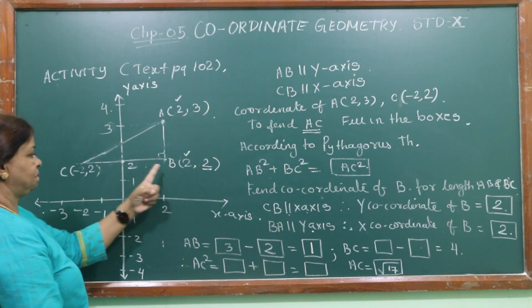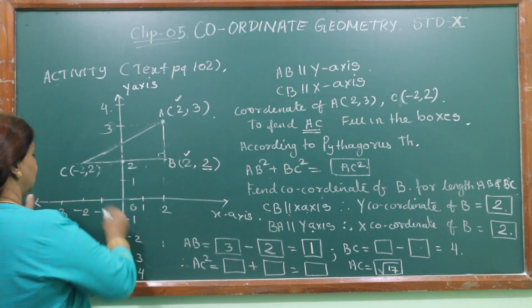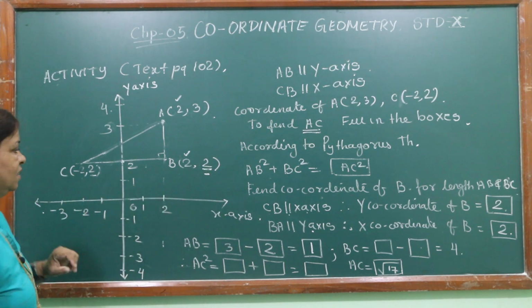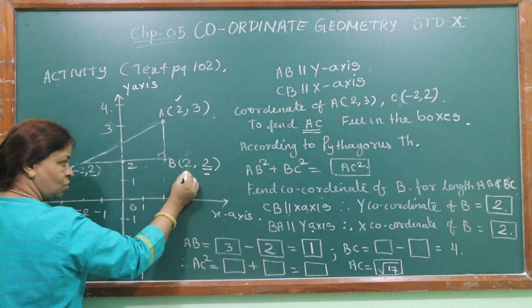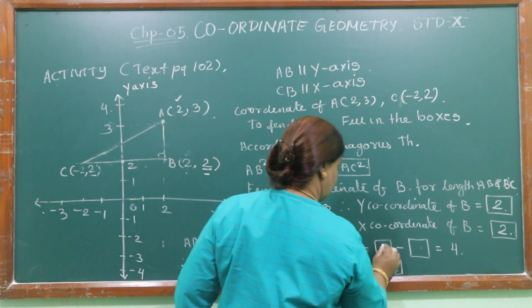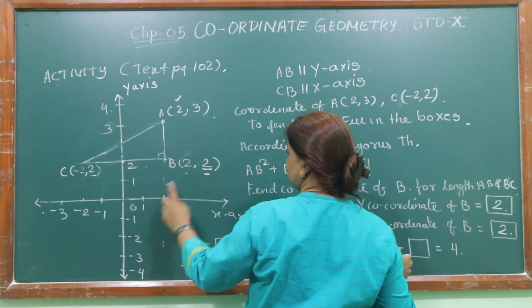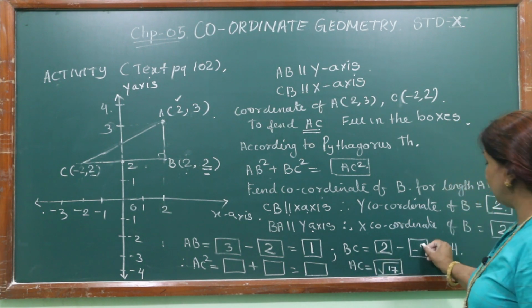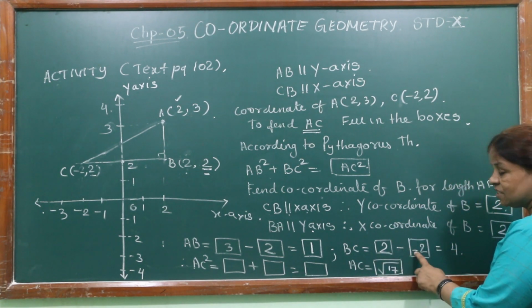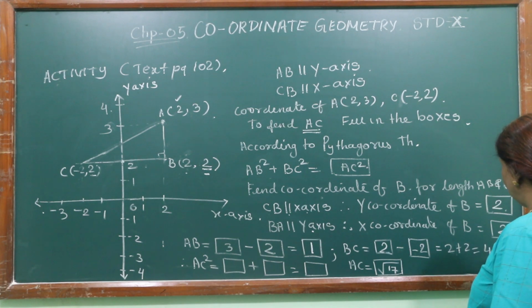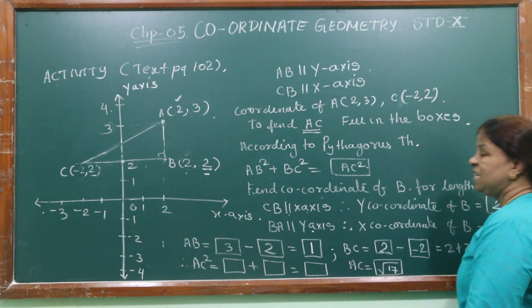What about BC? In this, what is same? Y coordinate is same. We are dealing with the x coordinate. So in the x coordinate, 2 is larger than minus 2. So BC will be equal to what? Greater number minus the smaller number. What is the smaller number? Minus 2. And you see a minus will become plus. So 2 minus minus 2 will become plus. Let me write here, 2 plus 2 is equal to 4, and therefore BC we got as 4.